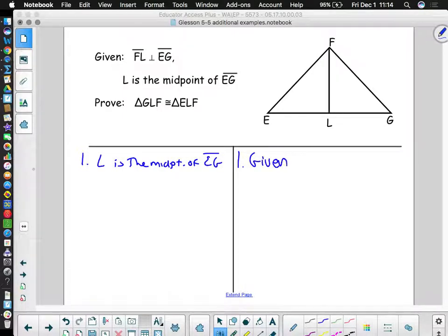Given. Now, when I'm told something's a midpoint and I'm looking for congruent parts, what are those congruent parts? Should be pretty obvious. Same thing as last time. And what was the same reason we used last time, which is definition of midpoint. See how we sometimes get patterns within the proof? Okay, not always is it going to work that way, but a lot of times it is.